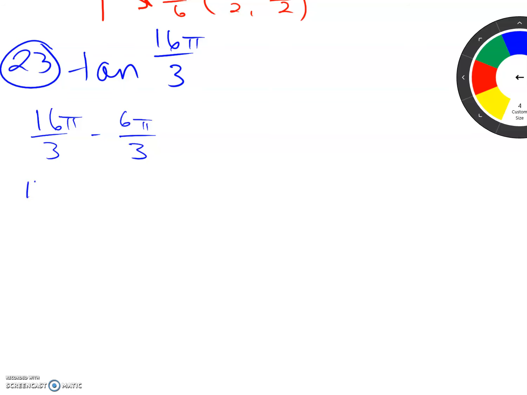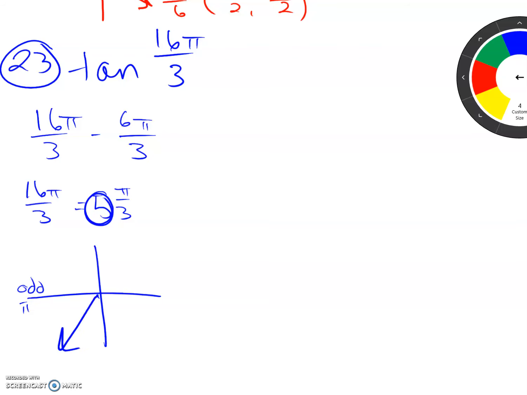Or you can remember that 16 pi over 3. 3 goes into 16 5 times. You have a pi over 3 left. So that means we have an odd pi because 5 is odd. And we're just going pi over 3 more. So we're just going a little bit more, which means we're just going one quadrant more. So we're down in quadrant 3. Okay?